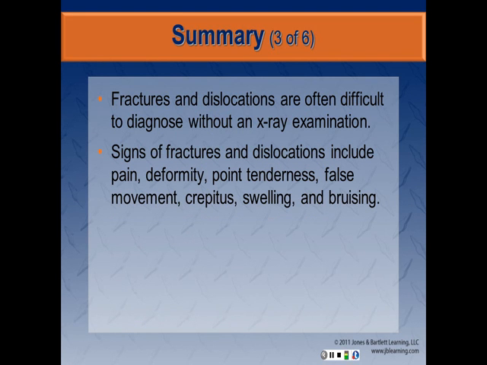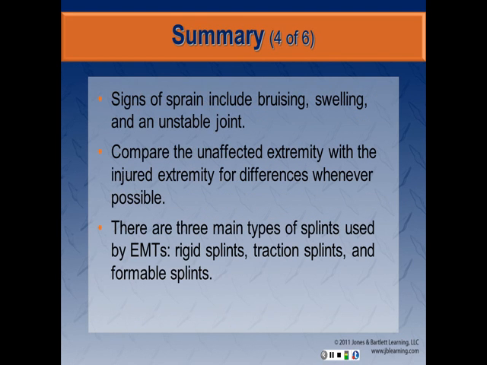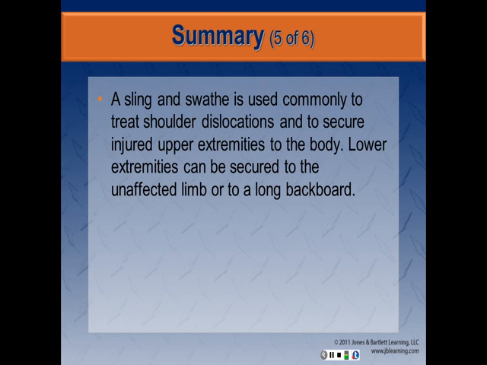Signs of fractures and dislocations include pain, deformity, point tenderness, false movement, crepitus, swelling, and bruising. Signs of sprain include bruising, swelling, and an unstable joint. Compare the unaffected extremity with the injured extremity for differences whenever possible. There are three main types of splints used by EMTs: rigid splints, traction splints, and formable splints. Remember to splint the injured extremity from the joint above to the joint below for complete stabilization. A sling and swath is used commonly to treat shoulder dislocations and to secure injured upper extremities to the body. Lower extremities can be secured to the unaffected limb or to a long backboard.